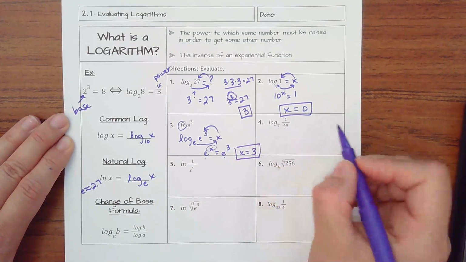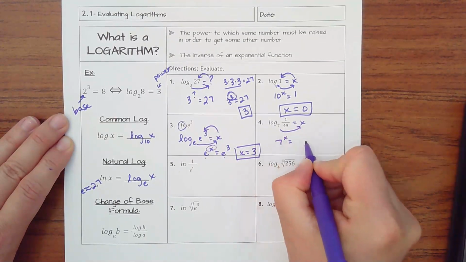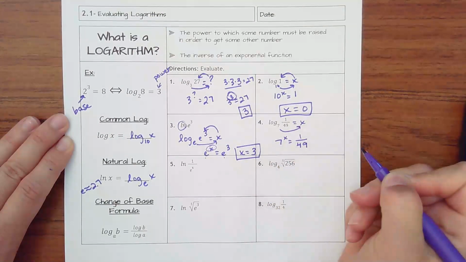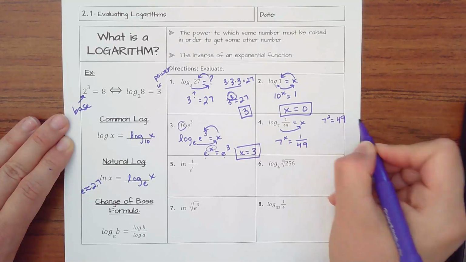Number 4, 7 to what power would give you 1 over 49? Well, I want you to think about 7 squared would be 49.